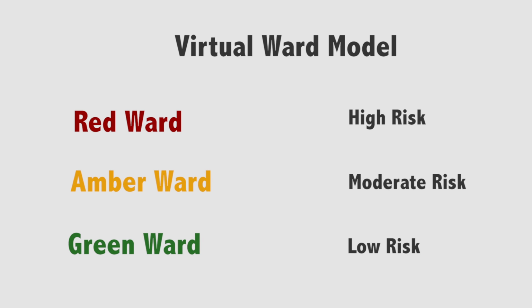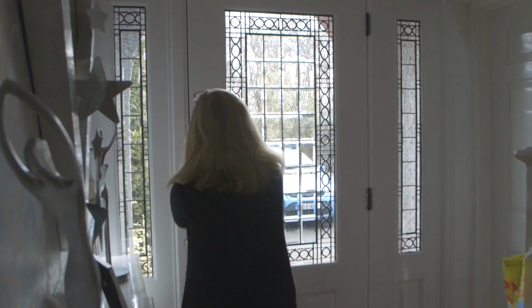There are 3 virtual wards: Red, which is high risk, Amber, which is moderate risk, and Green, which is low risk. And types of service interventions and monitoring depend on which virtual ward the person is admitted to. Individuals can move in and out of the virtual wards depending on the response to service interventions.